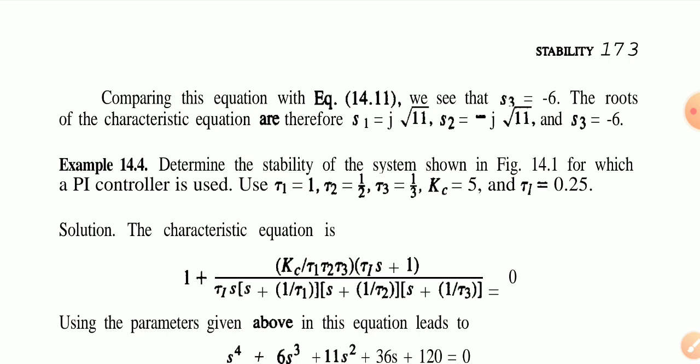Comparing these equations with equation 14.11, we see that s3 is equal to minus 6. The roots of the characteristic equation are therefore s1 is equal to j under root 11, s2 is equal to minus j under root 11 and s3 is equal to minus 6.